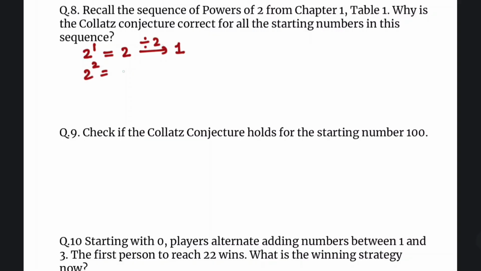Next is 2 squared, which is 4. 4 divided by 2 is 2. So ultimately we are going back to the previous sequence. Divided by 2 is 1. So there will be no odd number in this case. Only the 1 is the last odd number.